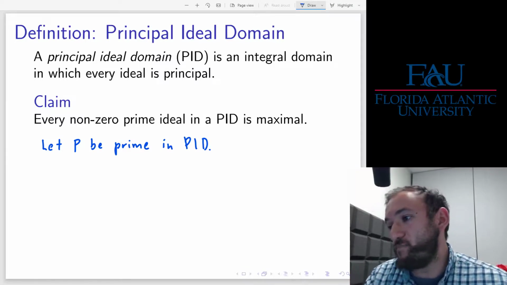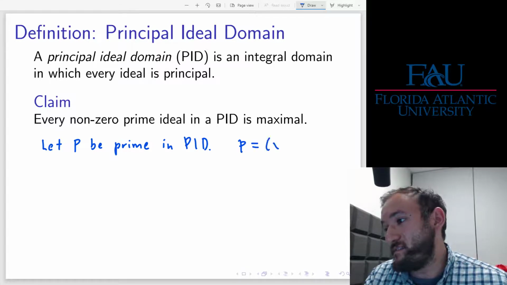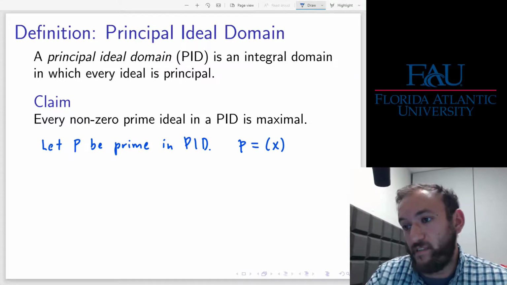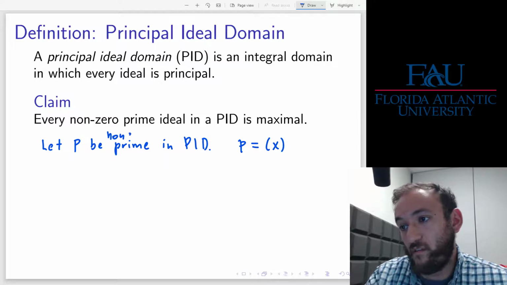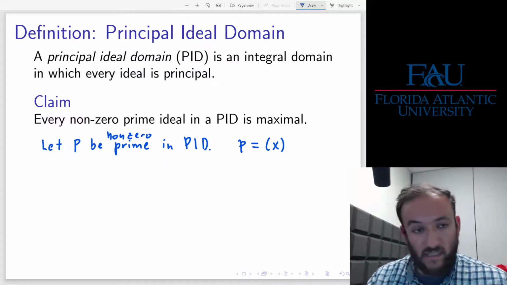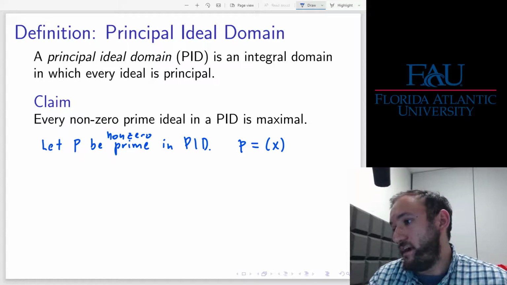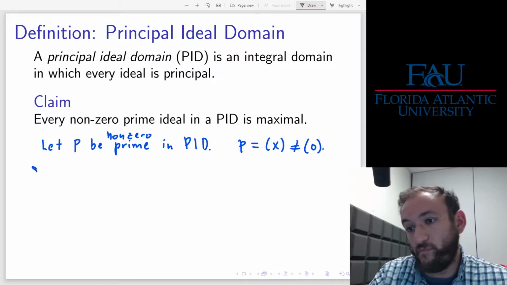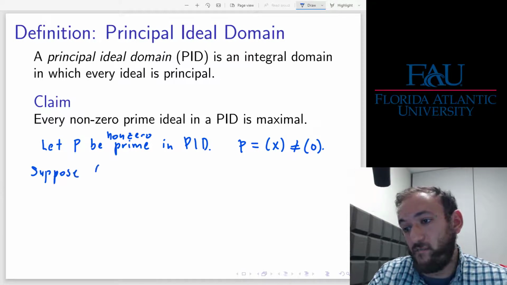So we have P, because it's a PID, P can be written as (x). Oh, and we're saying this is non-zero as well. This can be written as (x) since it's a principal ideal domain, and this is not equal to 0. Okay, so suppose (x) is contained in some other ideal.